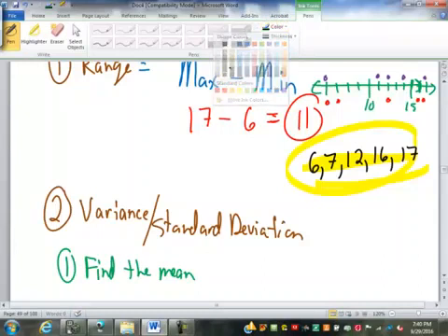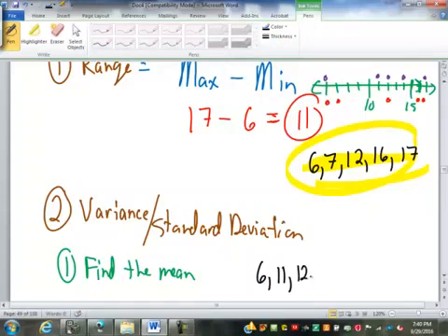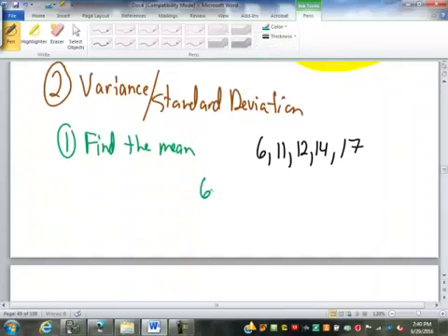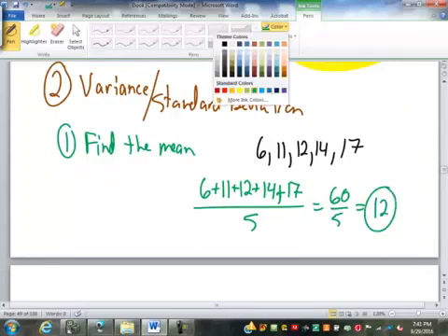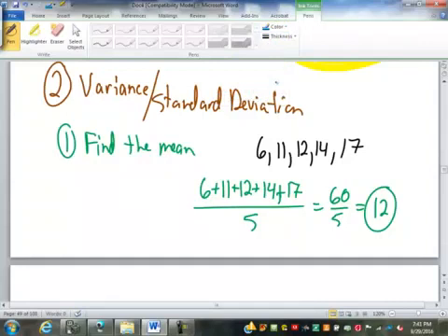We're going to use our top set of numbers up here, which were 6, 11, 12, 14, and 17. So I'm going to find the mean of that set of numbers. 6 plus 11 plus 12 plus 14 plus 17 is what? 60. Divided by 5 is 12, our mean. So that's step 1, find the mean. We found it, it's 12.